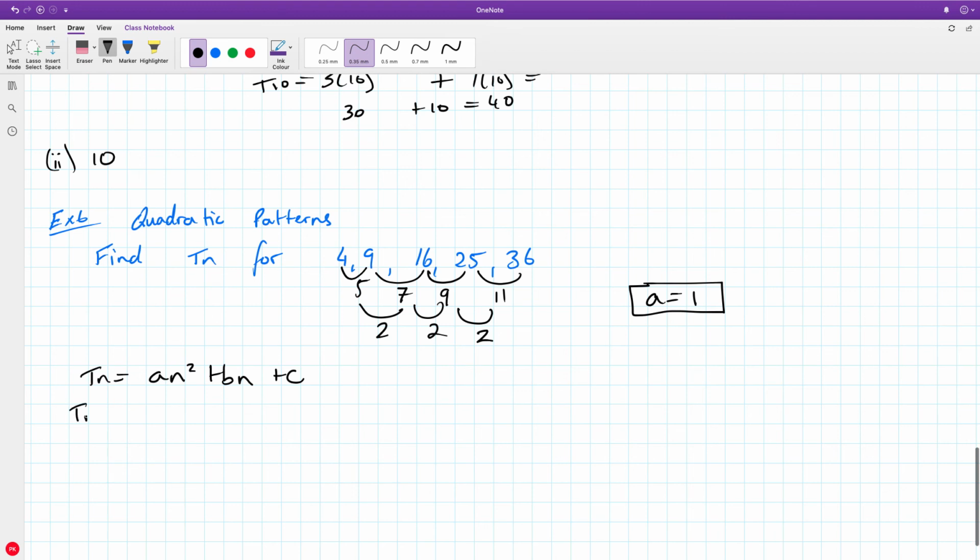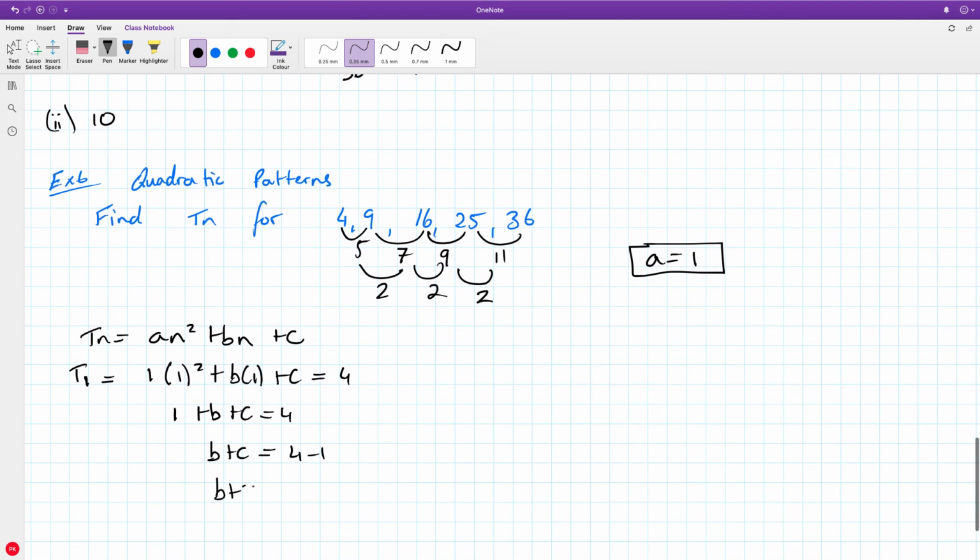So, T1. What's A, guys? 1. N this time we're putting in 1 instead of n, so it's 1 squared plus B times 1 plus C. And what's T1 equal to? 4. 1 times 1 squared is 1 plus B plus C is 4. That's B plus C is 4 minus 1. B plus C is 3. Good stuff.